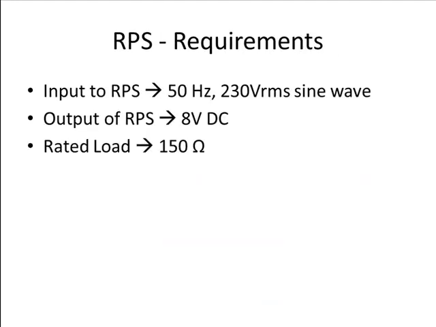These are the requirements for our regulated power supply. Input is a 50 Hz 230 volt RMS sine wave. Please note that this is 230 volt RMS, not the peak voltage. We'll have to do a small conversion to get the peak voltage of the input sinusoidal signal. And what I want from the RPS is 8 volt DC. And this RPS has to drive a load of 150 ohm, and this is called the rated load.